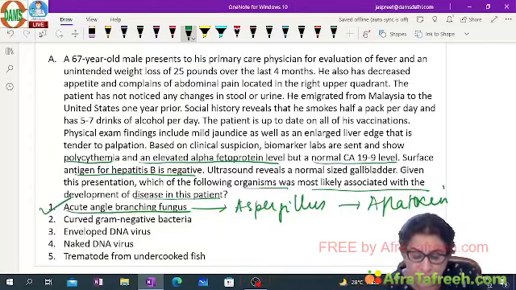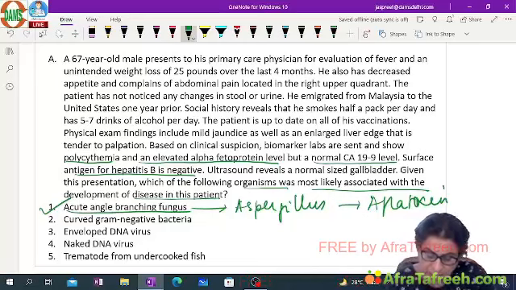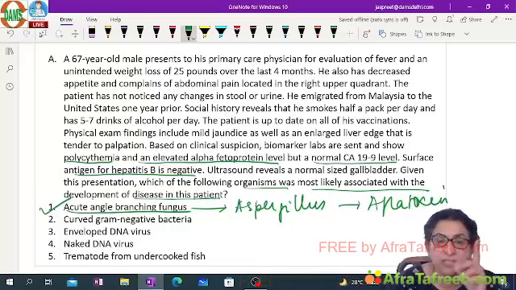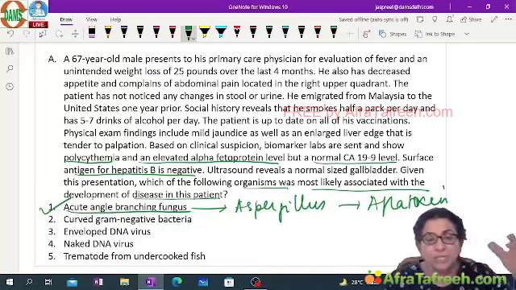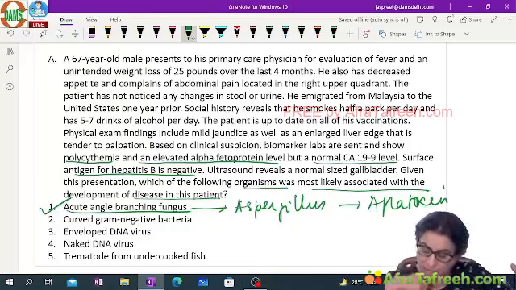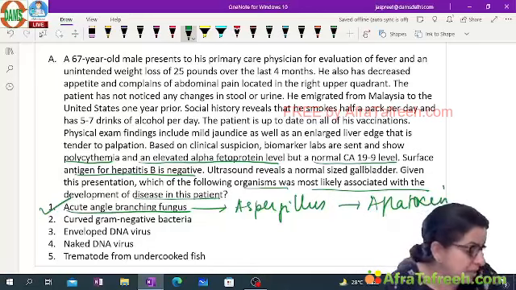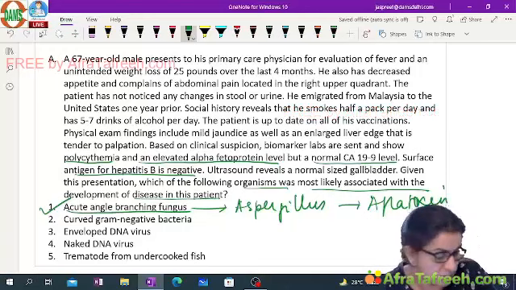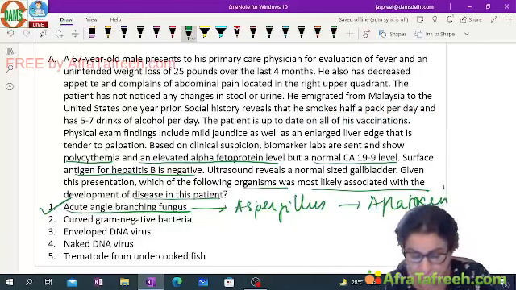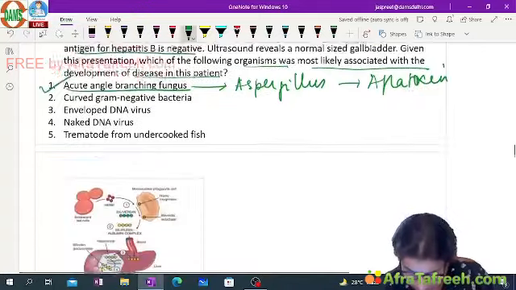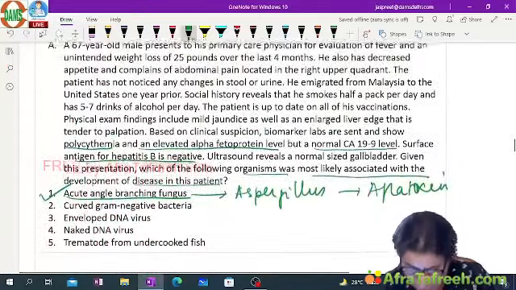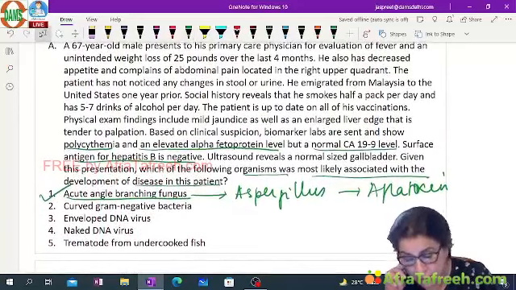Yes, Yankila, the answer is A. Aspergillus is an acute angle branching fungus. Aspergillus grows in grains which are stored, and Aspergillus produces aflatoxin. Aflatoxin causes hepatocellular carcinoma.